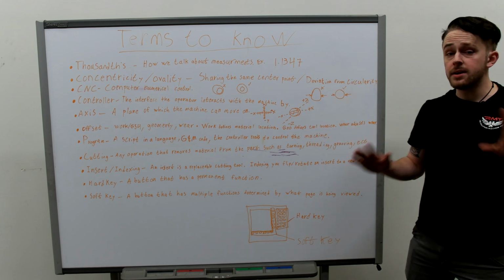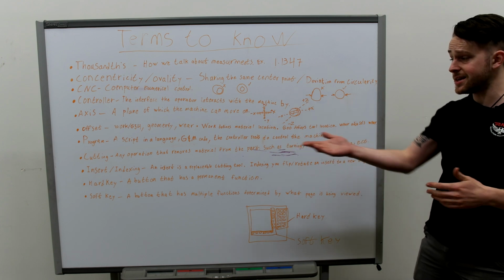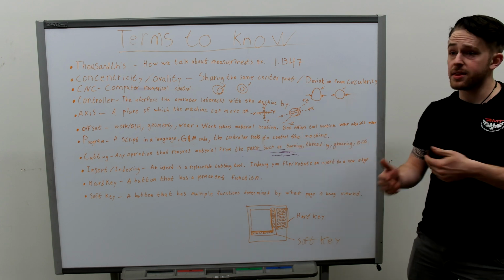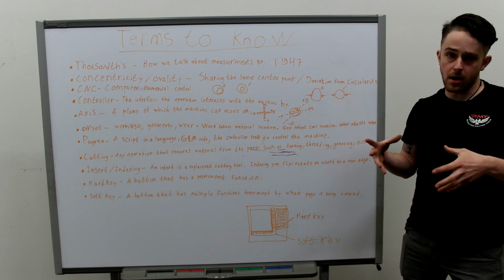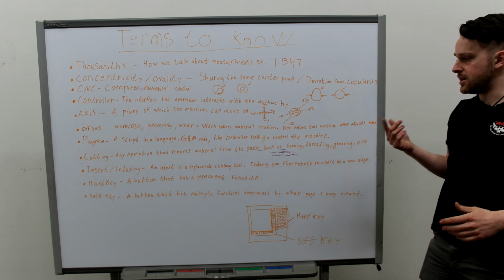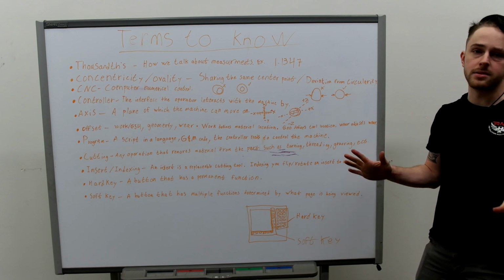Next is cutting. There's a little bit of misunderstanding on what cutting actually is. Cutting is everything that removes material away from the original part. This can be threading, turning, grooving, broaching, the list goes on.